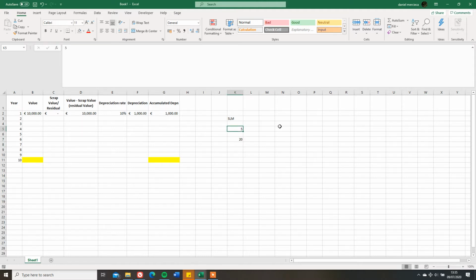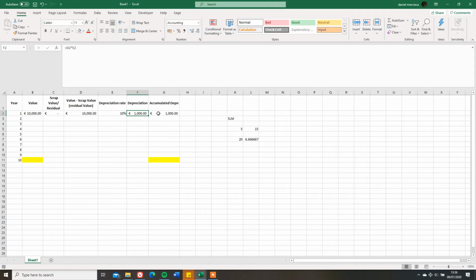So let's say we would want to depreciate the asset over 15 years. So what we have to do is 100 divided by 15. And it would give us a depreciation rate of 6.67% per annum. But in this case, we'll just stick to the 10%. So to calculate the depreciation, what we would need to do is take the value minus scrap value, which in our case is 10,000, and multiply it by the depreciation rate, which we have just discussed here. 10,000 times 10% would give us 1,000 depreciation.